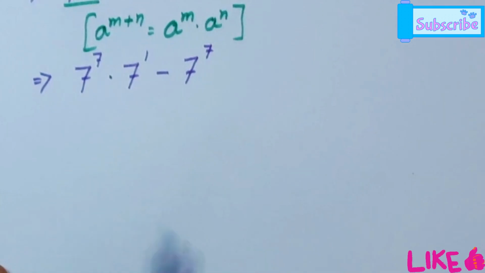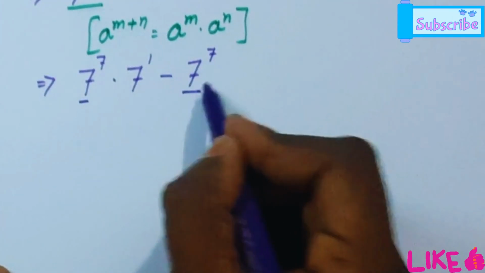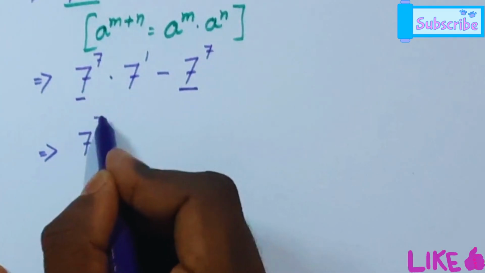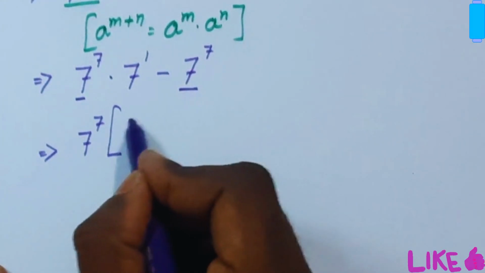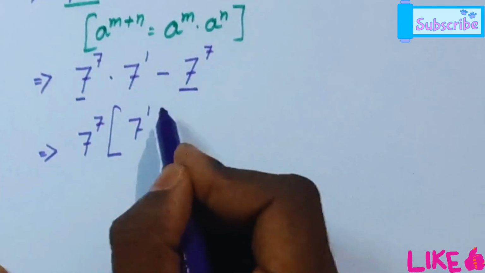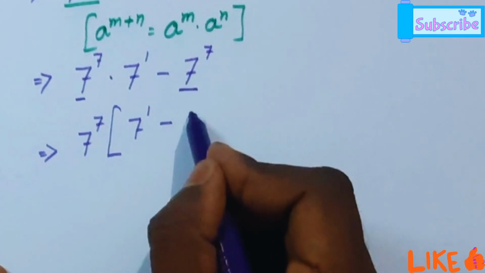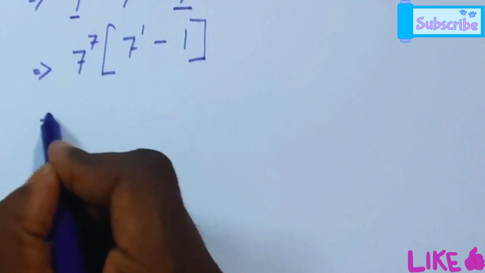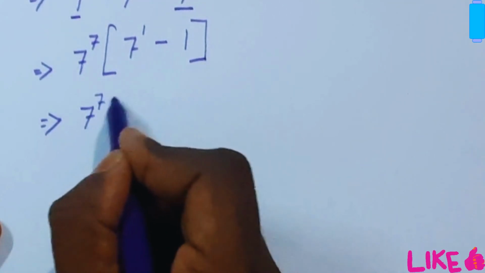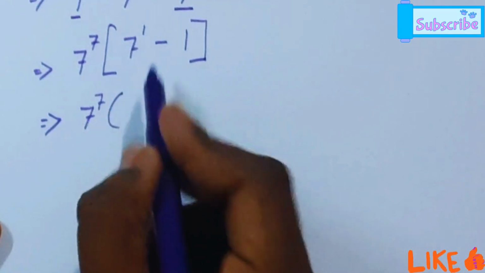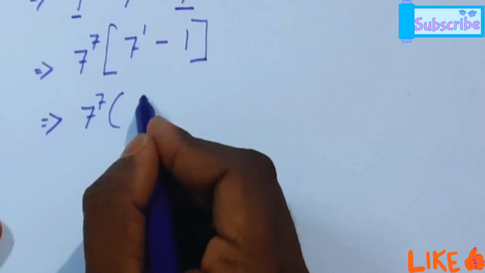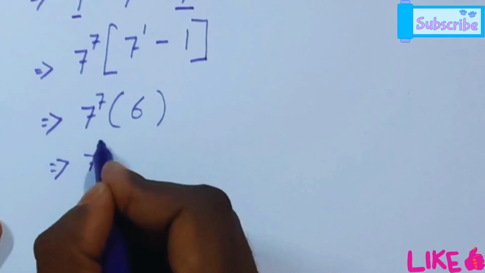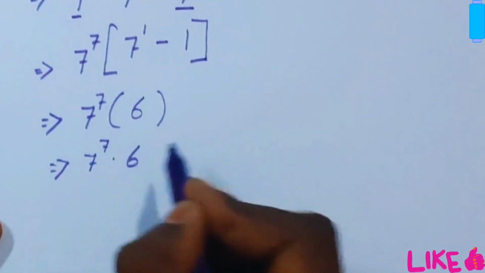Now we are able to see 7 power 7 here, 7 power 7 here. So we are going to take common out. So 7 power 7 open bracket, 7 power 1 is 7, minus 1 close bracket. Now 7 power 7 open bracket, 7 minus 1 is 6 close bracket. Now we have 7 power 7 times 6.